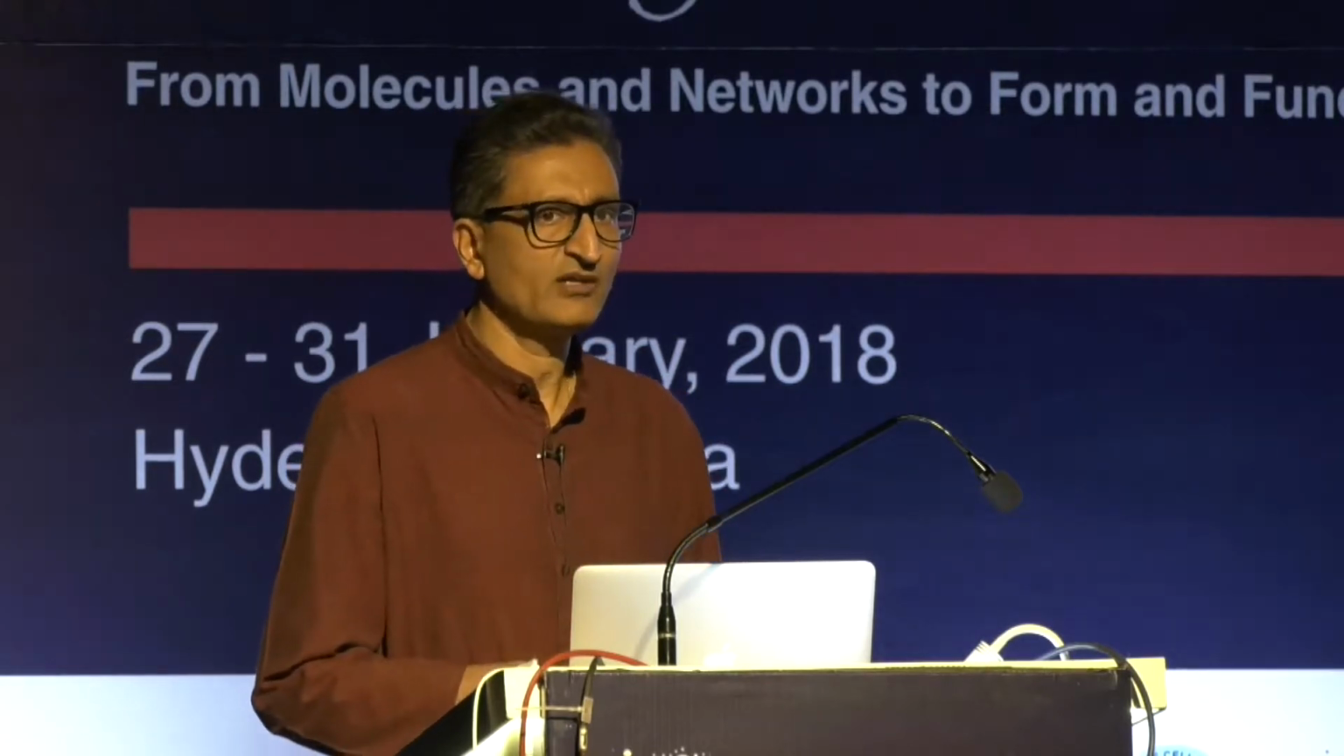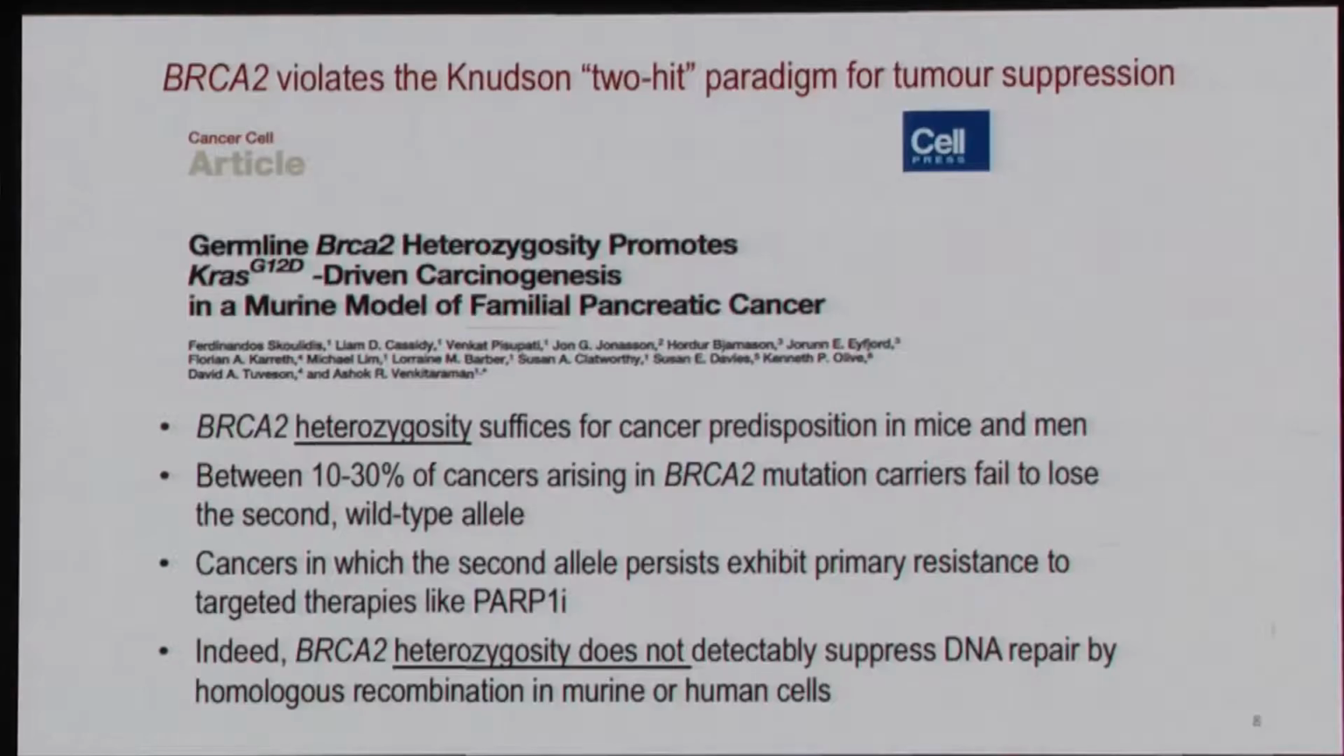Like many people in the field, I thought until about 5 years ago that BRCA2's functions in tumor suppression were all down to its role in DNA repair by homologous recombination, until Ferdinando Skoulidis, a clinician scientist in my lab, found using a mouse model that recapitulated the features of familial pancreatic cancer in BRCA2 mutated families, that this was not the case. The crux of the paradox is this.